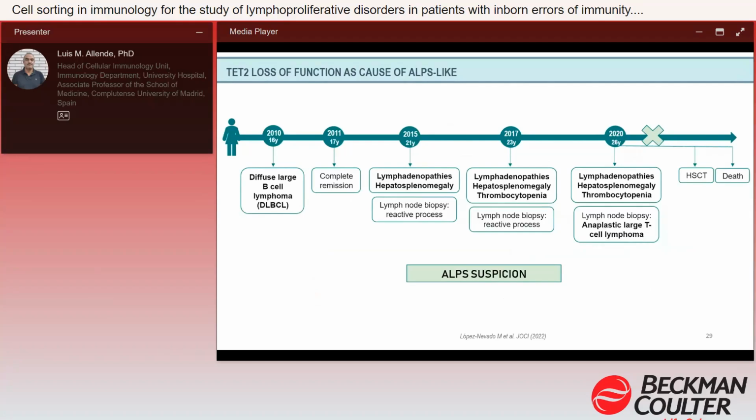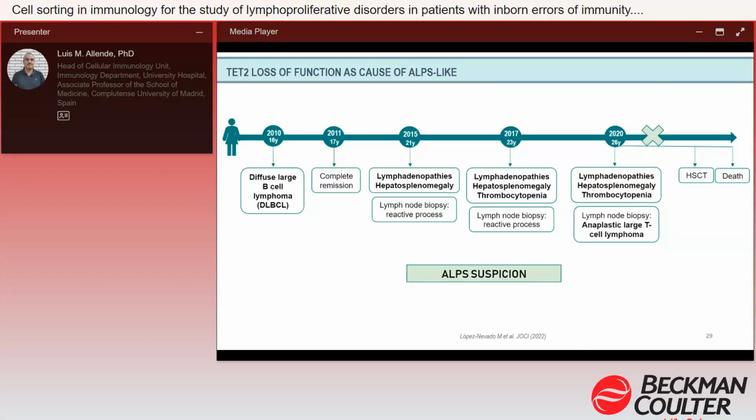Recently, our group reported the fourth patient with an autosomal recessive form of TET2 deficiency. The patient suffered two lymphomas, the first one in 2010 and the second one in 2020, with an ALS-like phenotype characterized by lymphadenopathies, hepatosplenomegaly, and cytopenias. The clinical and analytical phenotype, presenting with lymphoproliferation, cytopenias, and immune dysregulation, led us to suspect an ALS syndrome.